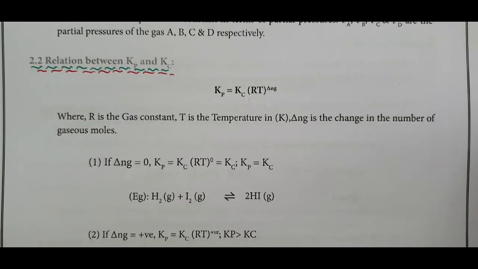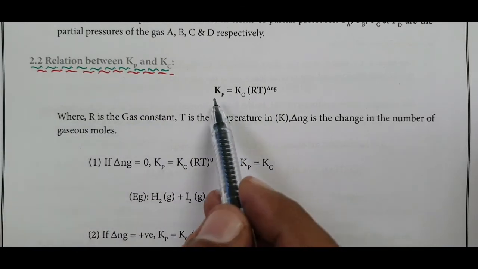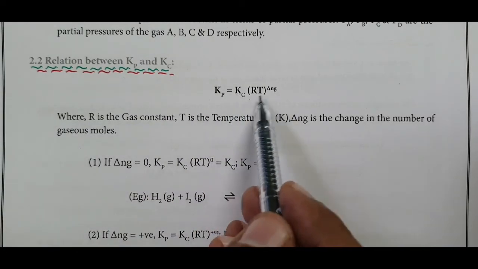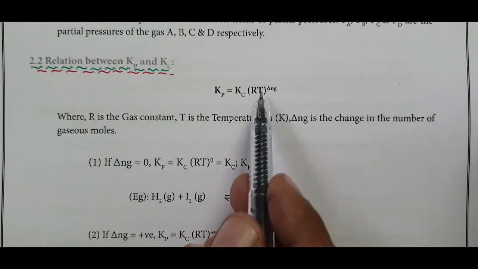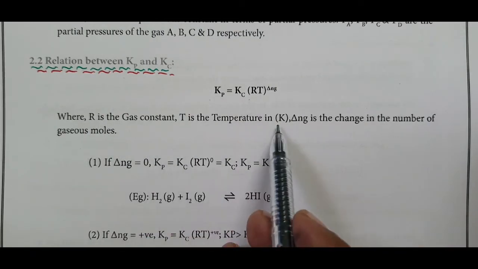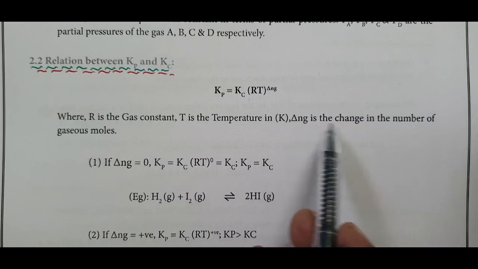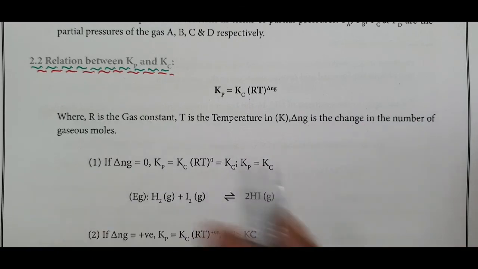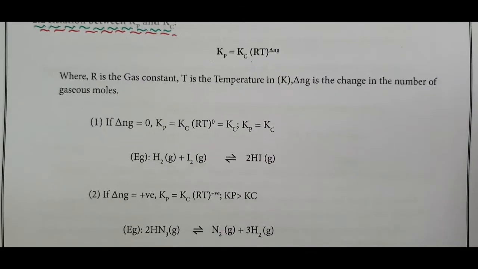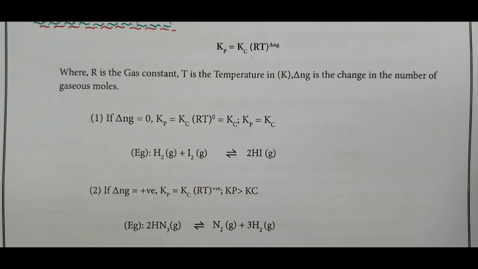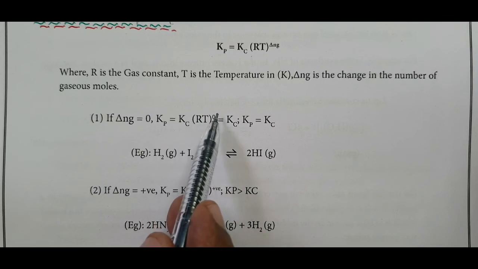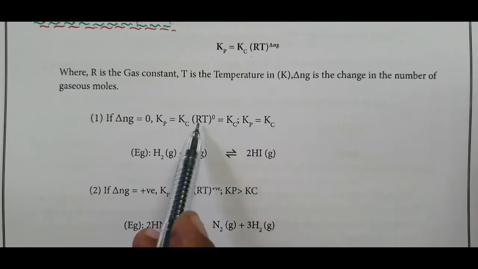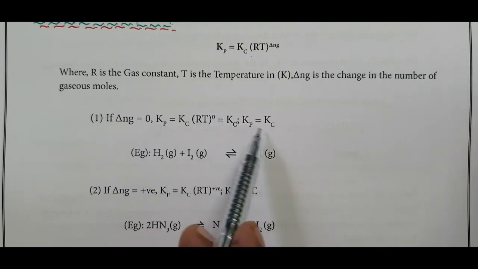Come to the relationship between Kp and Kc. We know Kp equals Kc into RT power delta Ng, where R is the gas constant, T is temperature in Kelvin, and delta Ng is the change in the number of moles of gaseous product and gaseous reactant. If delta Ng equals 0, Kp equals Kc into RT power 0, anything power 0 equals 1, therefore Kp equals Kc.